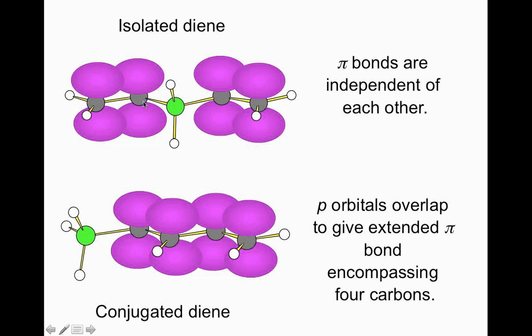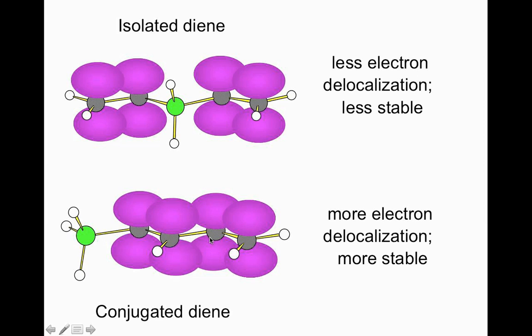Isolated dienes have two separate alkenes that react independently of one another. Conjugated dienes have two pi bonds that are shared together such that they react together as one functional group. Due to the fact that the two pi bonds in the isolated diene are separated by that sp3 hybridized carbon, they're unable to delocalize over all four of the carbon atoms in the same way that they can in the conjugated diene. As such, the conjugated diene, which has more electron delocalization, is more stable. Thus, its heat of hydrogenation is lower.